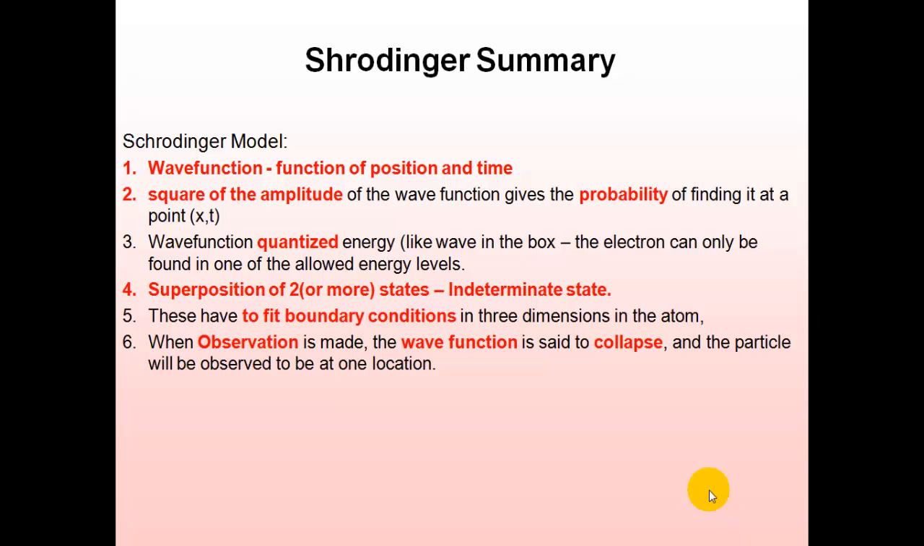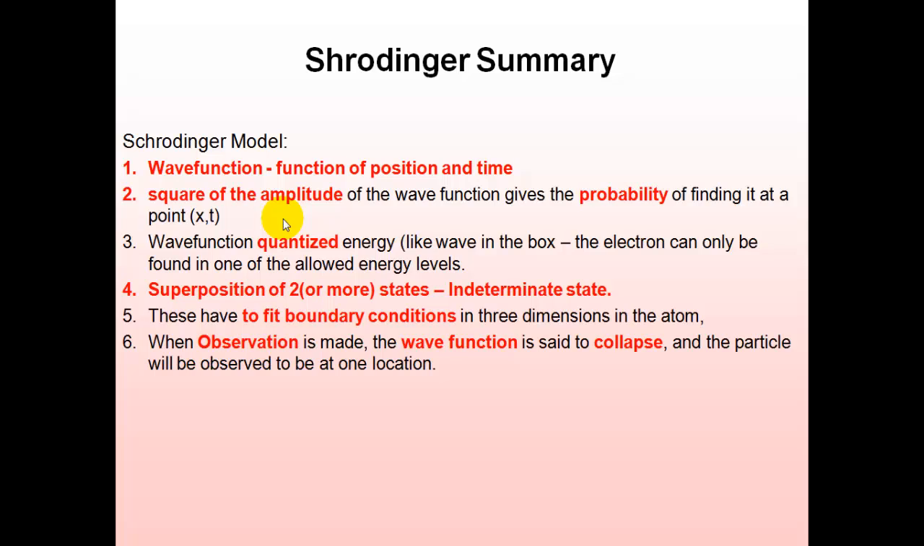So, a summary. 6 points. The wave function is a function of position and time. The square of the amplitude of the wave function gives a probability of finding it at a particular point at a particular time. The wave function is quantized, a bit like the wave in the box model. Sometimes you can have a superposition of 2 or more states. In other words, it can be one position or another position, or a superposition of both. And this is why we say it's an indeterminate state.